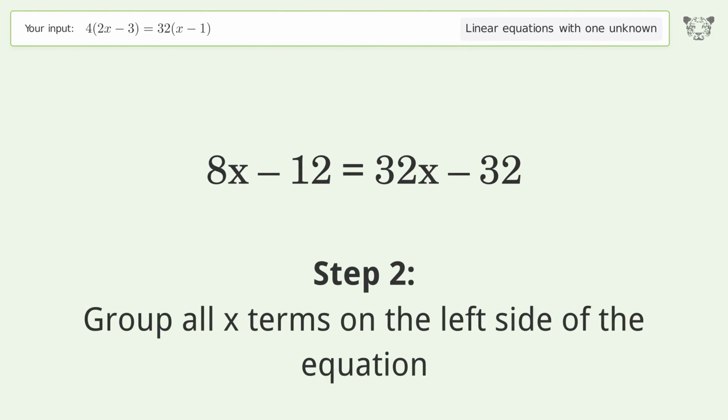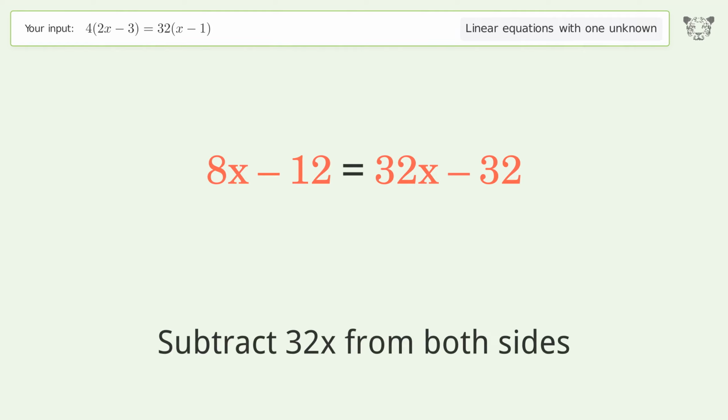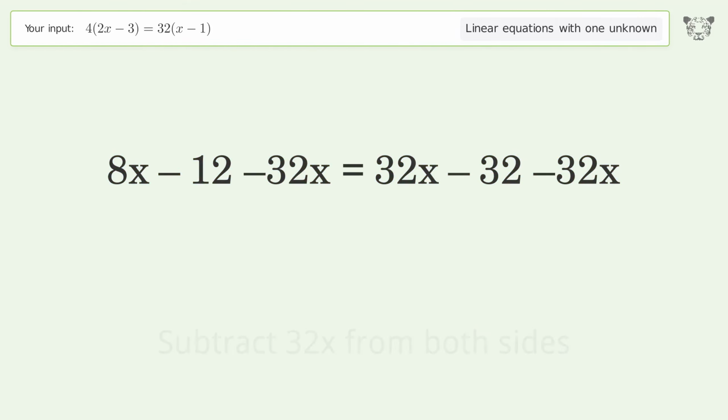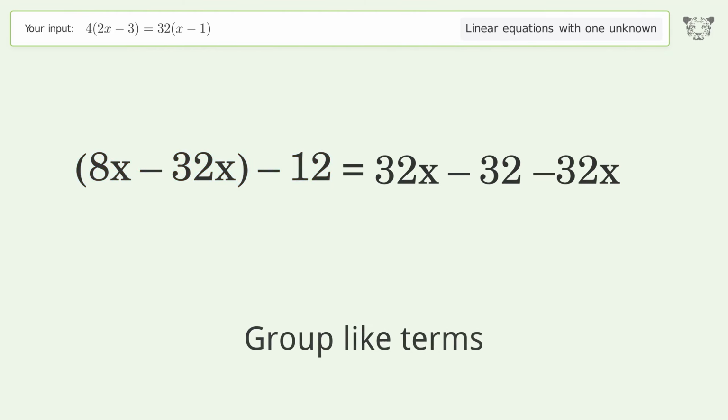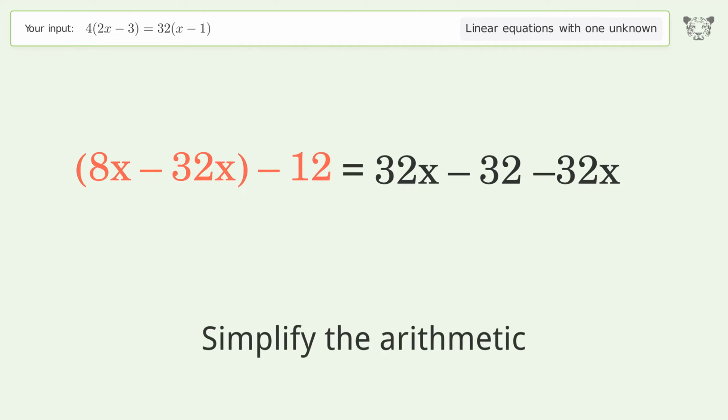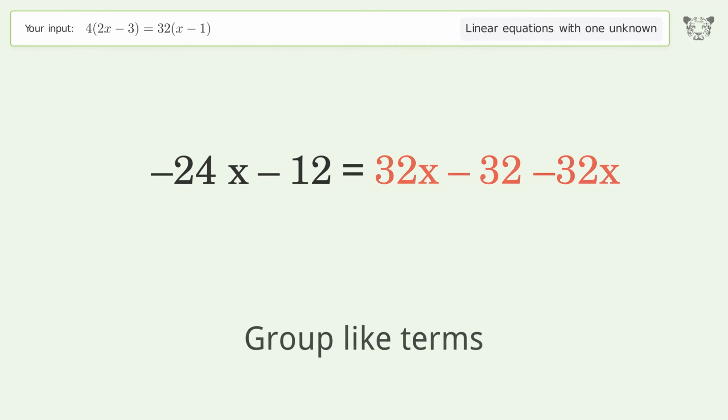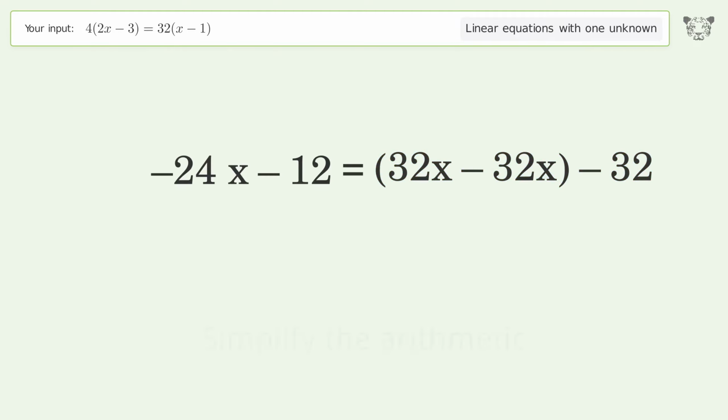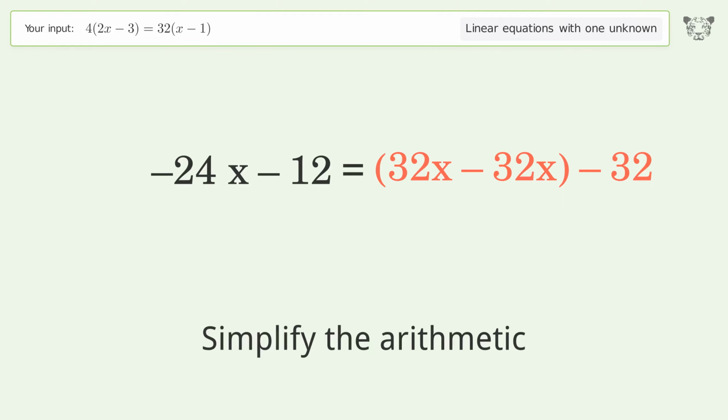Group all x terms on the left side of the equation. Subtract 32x from both sides. Group like terms. Simplify the arithmetic. Group like terms. Simplify the arithmetic.